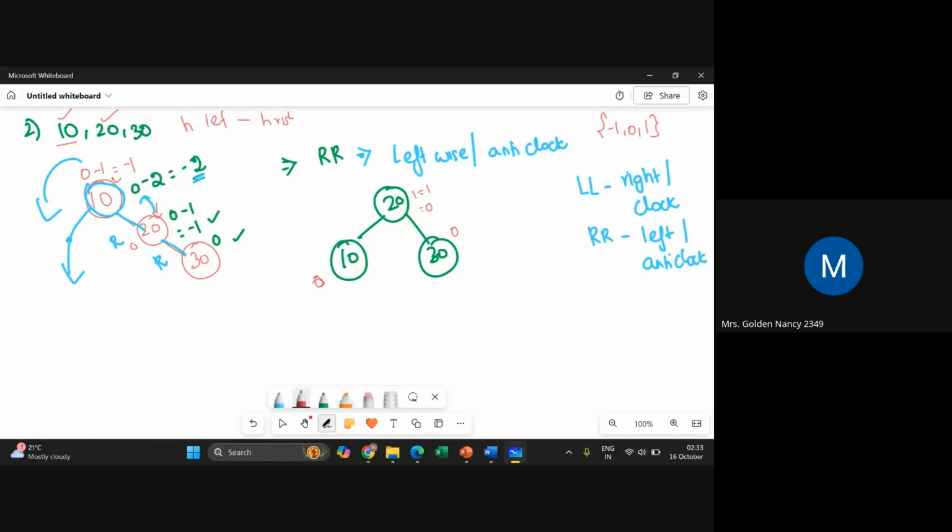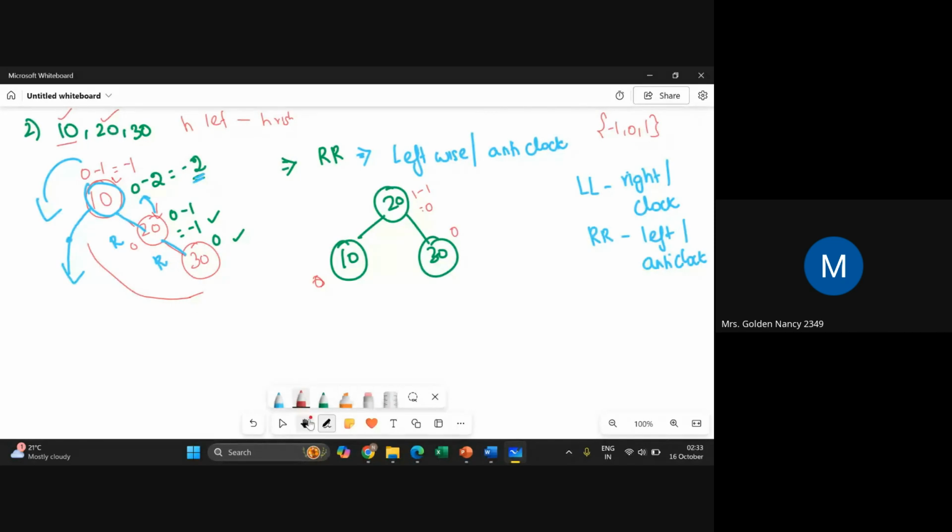So now we have seen two types of rotation, LL rotation and RR rotation. If your node is inserted in the left of the left subtree and the balance factor is violated, then you have to do right side or clockwise rotation. And if you have inserted a new node in the right of the right subtree and the balance factor is violated, then you have to do left or anti-clockwise rotation.